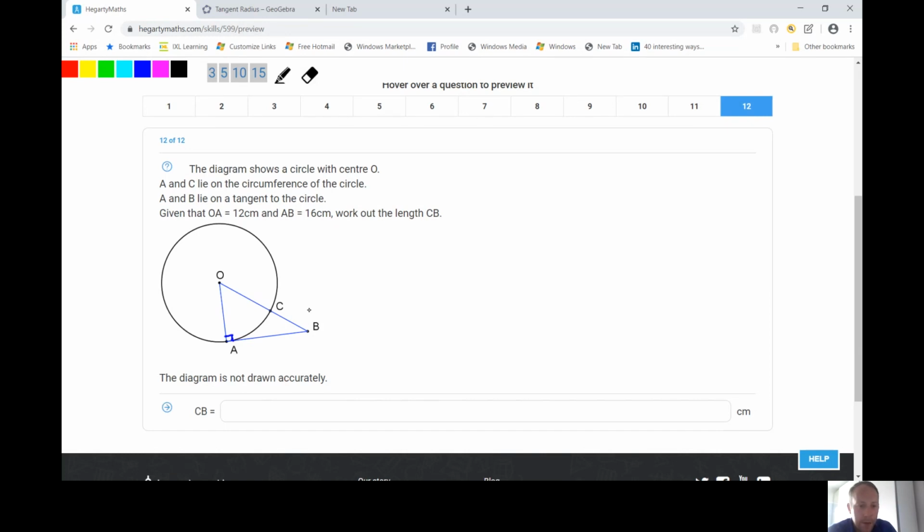Given that OA is 12, so O to A is 12 centimeters, and A to B is 16. Work out the length of CB. So I've got to work out this little bit here. If you're struggling, do a quick sketch. That's 90 degrees, that's 16, that's 12, and I've got to find that little bit here. Well, do I know what O to C is? It's the same as this because it's just the radius of the circle. So that bit's 12 centimeters.